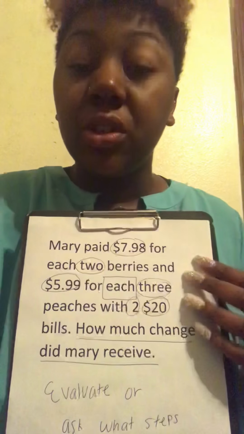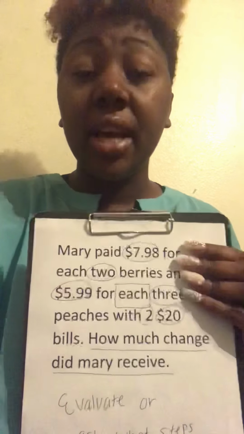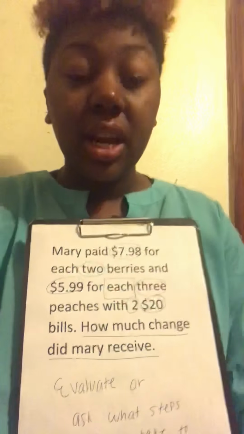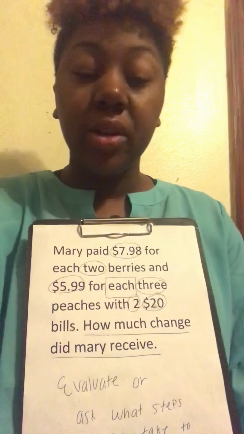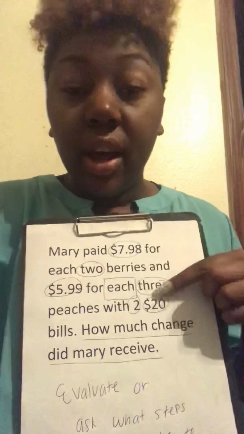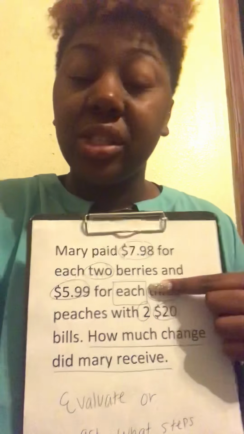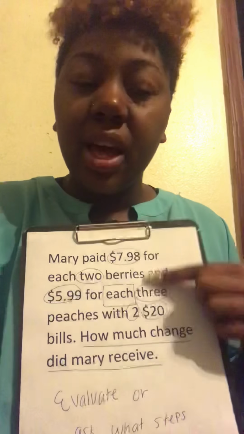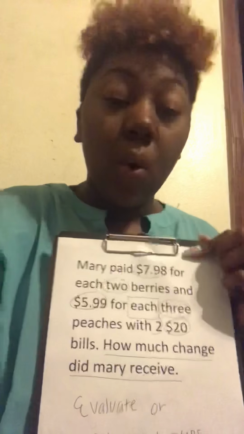Out of this, the next step is to underline how much change did Mary receive. Once you finish that, you will go to the next step, which is box. You will box any action words. Action words will be words such as total, difference, sum, or each. If you read the question, you will come across the word each, so you will box that one. The next step would be evaluate, or ask what steps you should take to solve. Once you figure out how you're going to go about solving the question, then you will use S, which is solve.